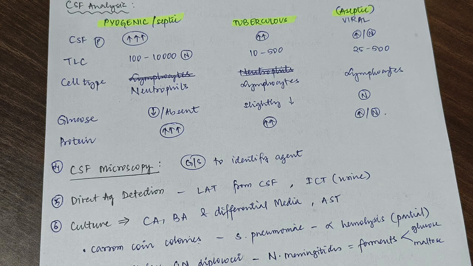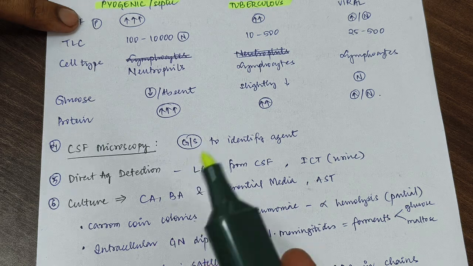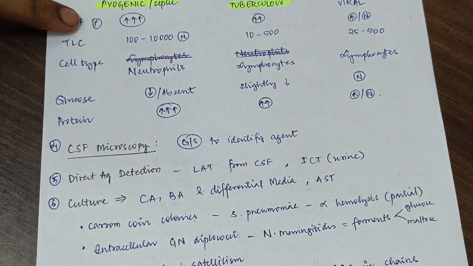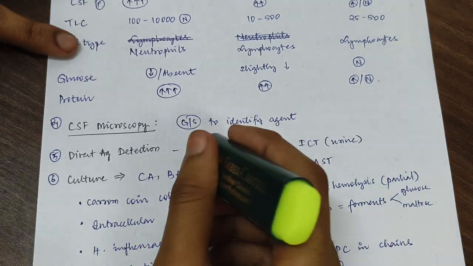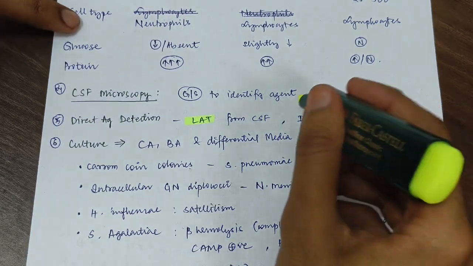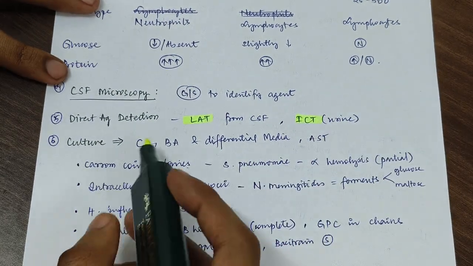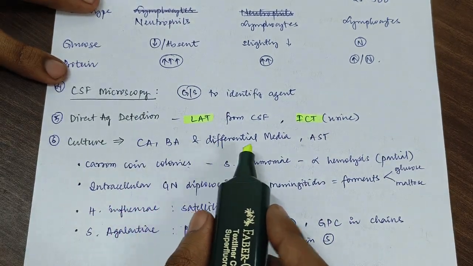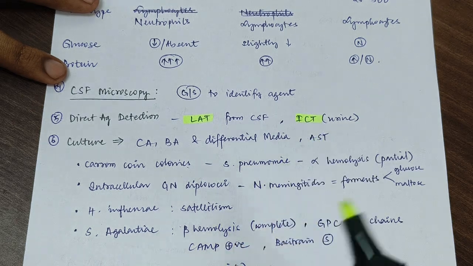Whereas protein, it is maximally increased in case of septic or pyogenic. In tuberculosis, mild increase, whereas in case of aseptic, it is increased or normal. CSF microscopy, you are going to see gram stain to identify the agent. Direct antigen detection such as the latex agglutination test and immunochromatography from urine. Culture on chocolate agar, blood agar, and differential media, and antibiotic susceptibility testing is done.